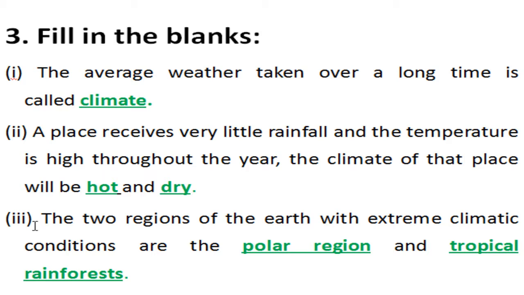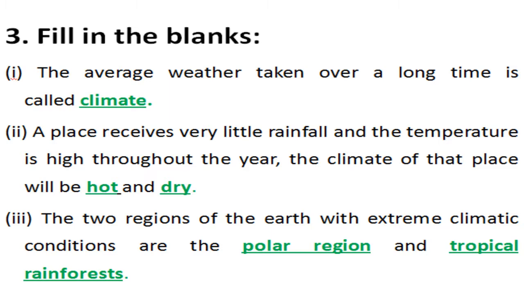Third, filling the blank. The two regions of the earth with extreme climatic conditions are dash and dash. The two regions of the earth with extreme climatic conditions are the polar regions and tropical rainforest.